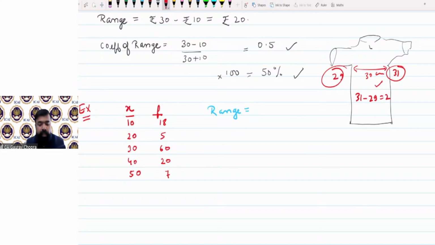Now let's see the answers. Aisha has given 50 minus 10, that is 40. Tanmeet Kaur has given 55 as the answer. Then Samina Sheikh says 40. Shreya Tiwari says range will be 10. Then Soumya Rajan says range will be 55. So everyone is having different answers.